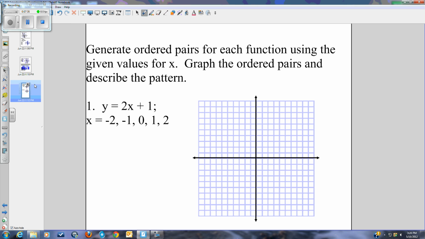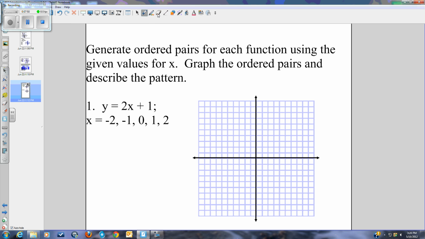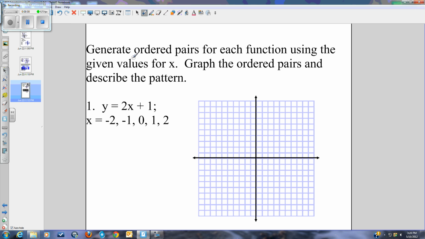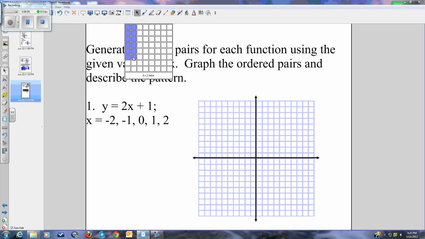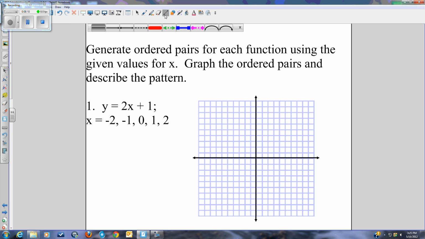Okay, so let's continue. We want to generate ordered pairs for each function using the given values of x. And then let's graph the ordered pairs and describe a pattern. So what we want to do here is let's insert a table. If we can. Oh, I guess it's not going to let us do that. Okay, well that's all right. Let's go ahead and make one.